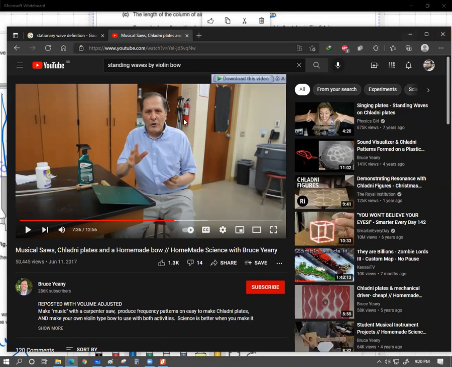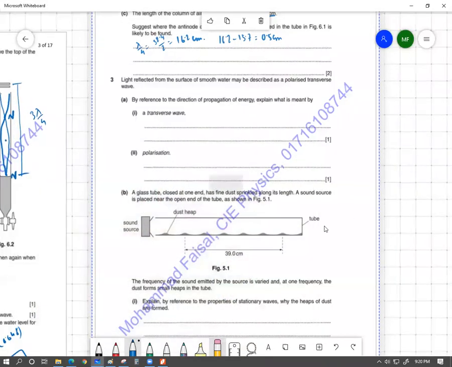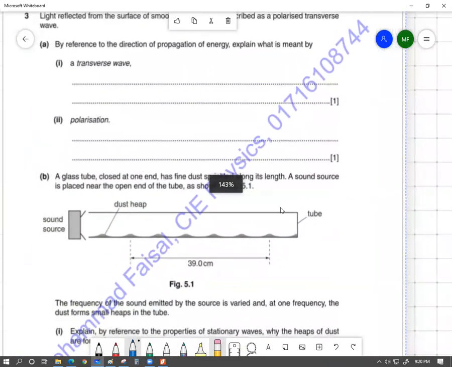The reason I'm trying to show you all of these videos is to give you an idea of what is happening over here. If you have a look at this figure, we have a glass tube closed at one end, which has fine dust sprinkled along its length. So initially we had fine dust all over the length. A sound source is placed near the open end of the tube, as shown in figure 5.1.